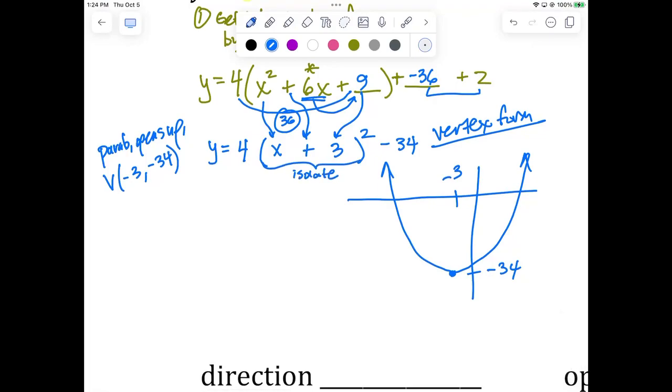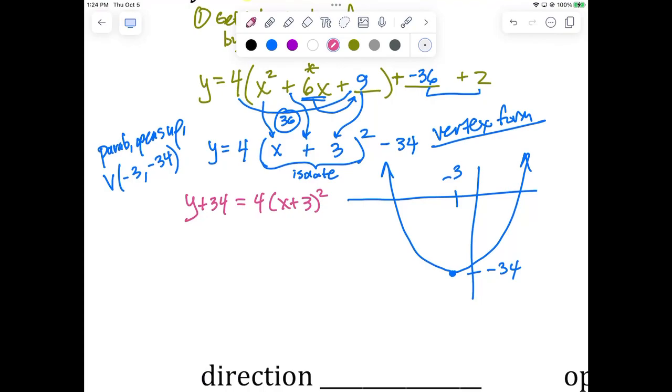Isolate it. So what would be the first thing I would need to do to isolate it? Well, I have a minus 34, don't I? I need to bring that to the other side. So that's going to be y plus 34, and that's going to equal 4 times (x plus 3) squared. All right, that got the term isolated.